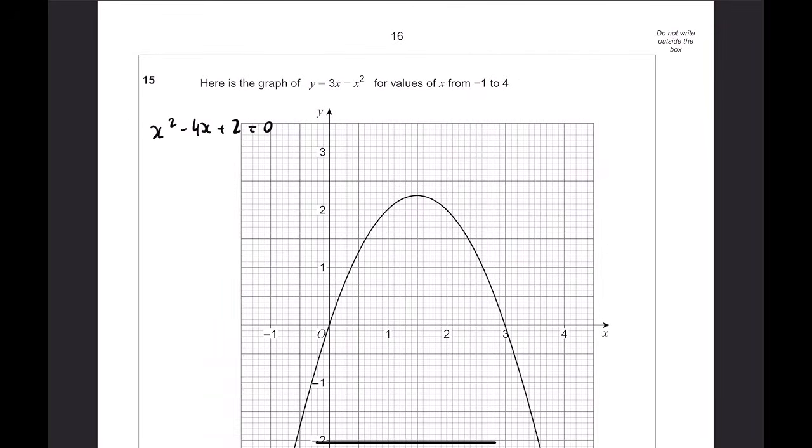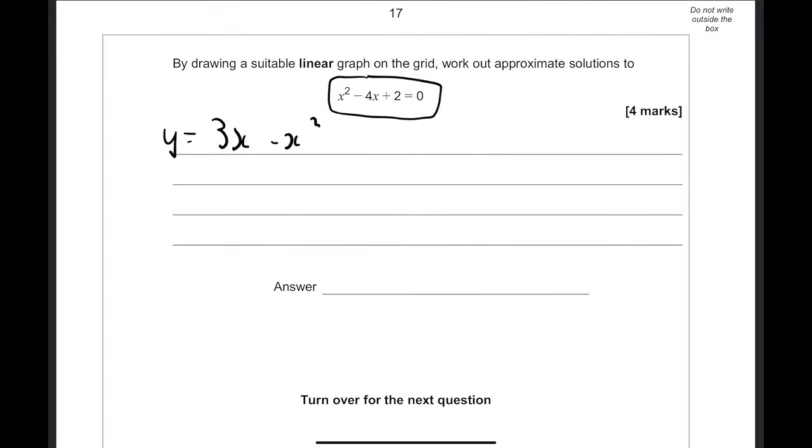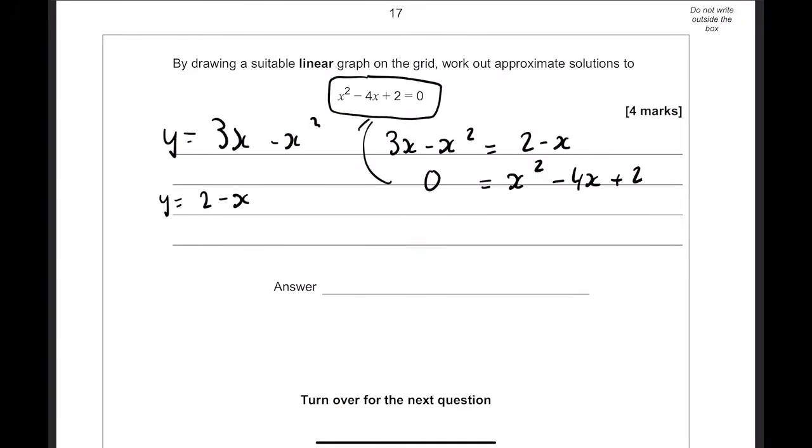Now we need to cleverly choose something that goes alongside this so that when we rearrange it, it gives us this equation here. We currently have this equation. If we were to let y also equal 2 minus x, you will see when we put them together, we're going to have 3x minus x squared equals 2 minus x. And if we rearrange this and get it all on the right hand side, for example, we're going to have x squared minus 4x plus 2, and that is now equal to 0, which is the equation we're after.